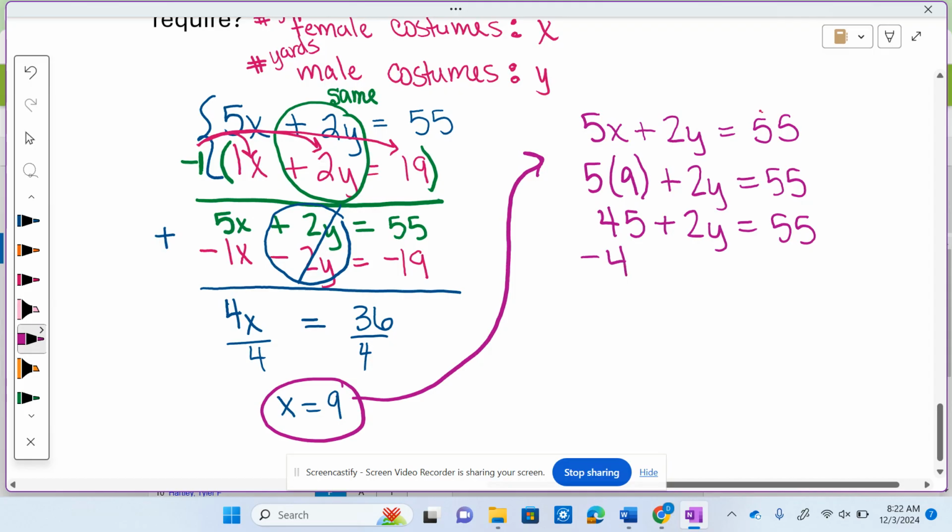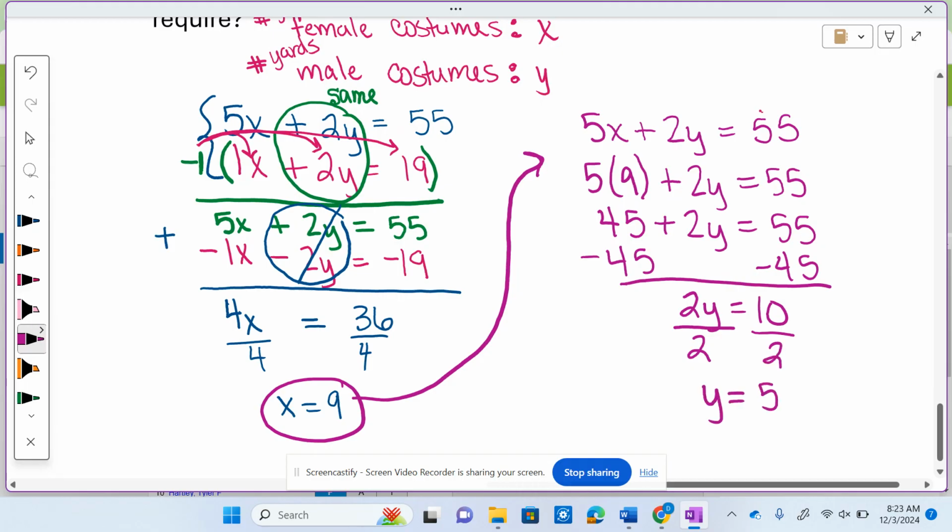Subtract 45 from both sides. I love that. 10. Good job. 2y equals 10. You guys are doing great. Keep going. Divide both sides by 2. Absolutely. And y equals 5.